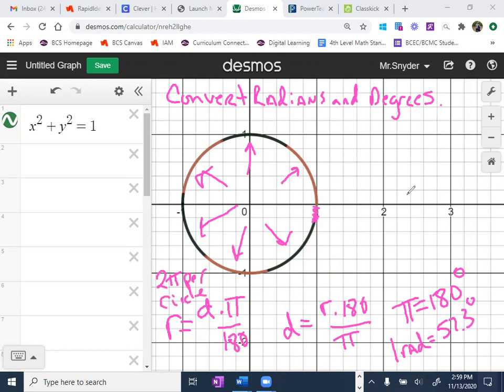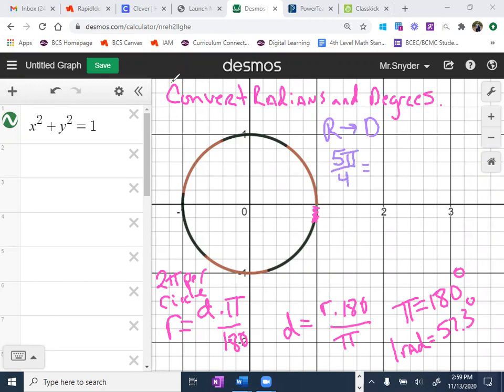So as we do this, let's go ahead and look at a couple examples and do some quick conversions. So we're going to start by taking radians and moving them in the direction of degrees. So we're going to go radians to degrees, okay? And let's go ahead and take 5 pi over 4.